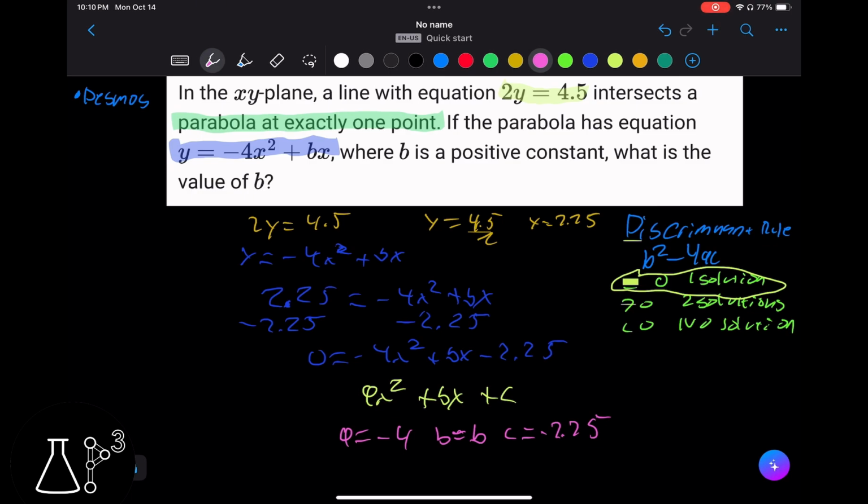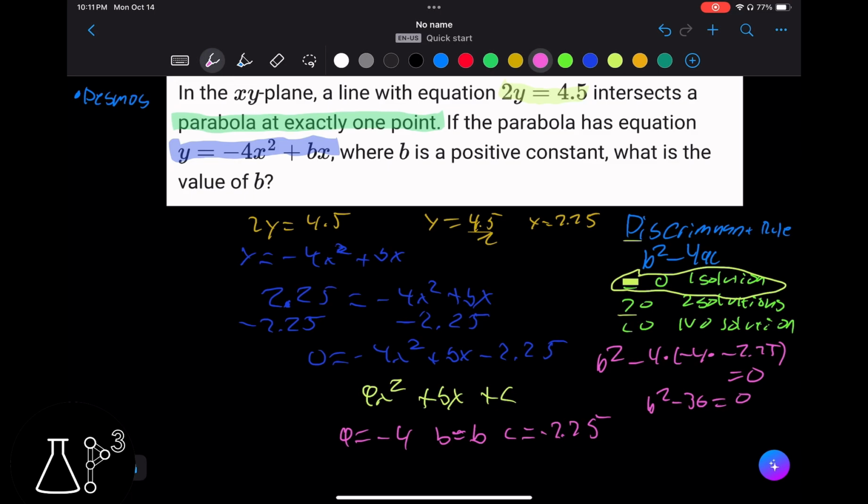So I'm going to do b squared minus 4 multiplied by ac, where a equals negative 4, so negative 4 multiplied by negative 2.25, which all equals 0. So if I multiply negative 4 and then multiply negative 4, I get positive 16. And then positive 16 multiplied by negative 2.25, I get negative 36. So b squared minus 36 equals 0. Now I solve for b.